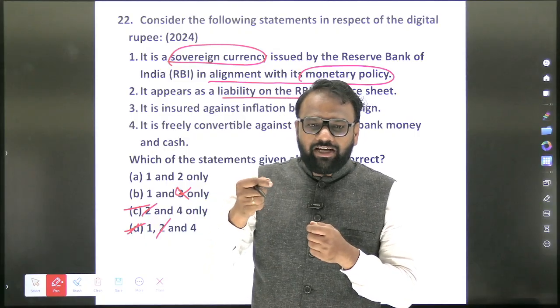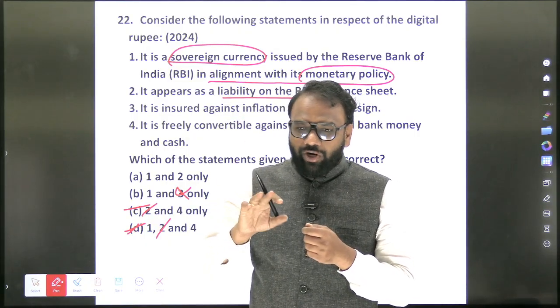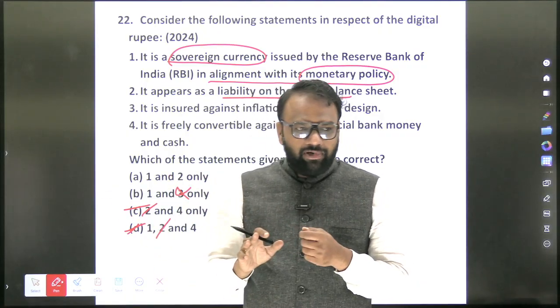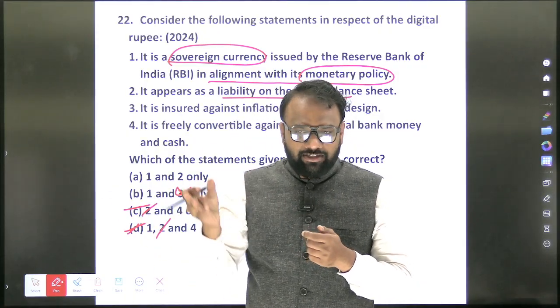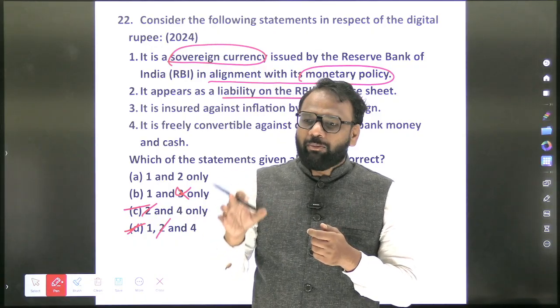So what happens when we increase the SLR? What happens when we increase the repo rate? So what kind of impact it will have on inflation? Inflation will be controlled or inflation will increase when you increase SLR and repo rate? Okay, inflation will be brought under control.